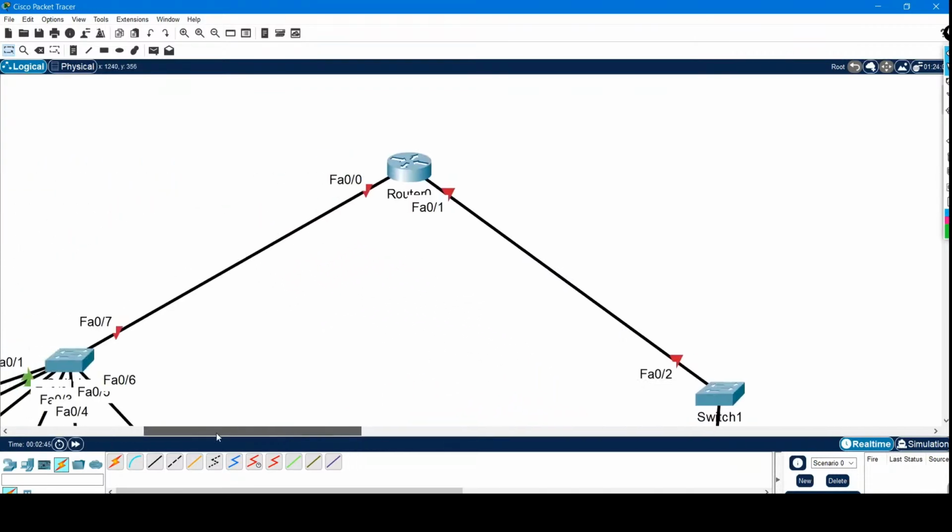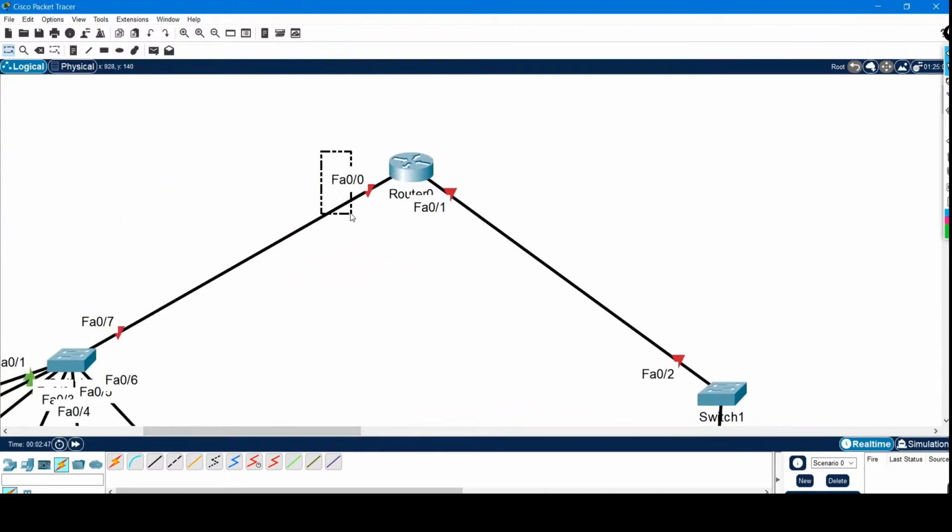Yes, here you can see fast Ethernet 0/0 and fast Ethernet 0/1. These are two interfaces of the router. On these two interfaces, you cannot run IP addresses from the same network, because as I told you, a router connects different networks. That means on this port and on this port, the network should be different.